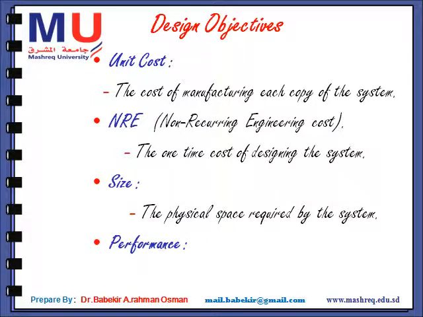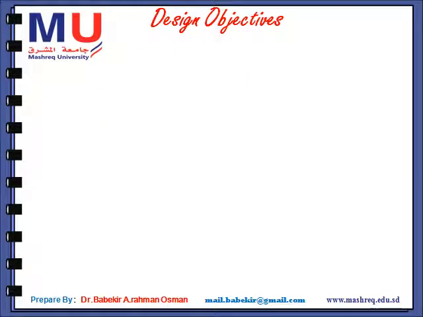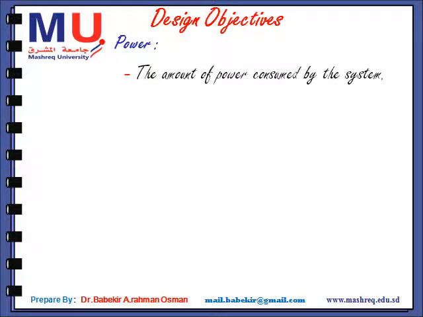Another design objective is performance, how the system works, and the performance measure, for example the execution time or the throughput of the system. Now let us continue the design objectives. First is power, which indicates the amount of power consumed by the system. This factor is also a very good design objective, affecting battery life. For example, mobile phones, whose battery can work for a long time without needing charging.